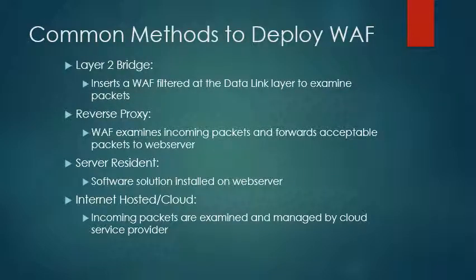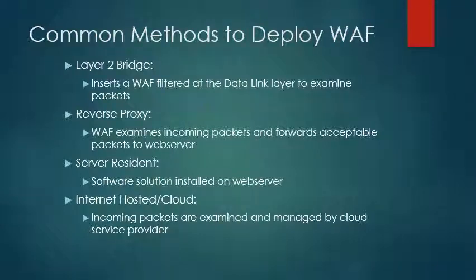There are a number of different methods to deploy a WAF, but we'll be speaking with you today about some of the most common. These include a Layer 2 bridge deployment, where a WAF inserted at the data link layer examines packets, a reverse proxy deployment, where a WAF examines incoming packets and forwards acceptable packets to a web server, a server resident WAF deployment, where a software solution installed on a web server acts as a WAF, and an internet hosted / cloud deployment, where incoming packets are examined and managed by a cloud service provider to scan and filter packets.